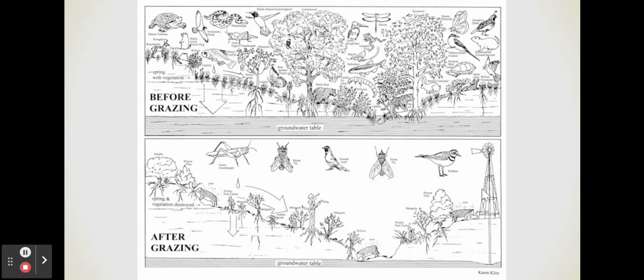Here's a picture of biodiversity before grazing and after grazing. So you can see before grazing, I've got so many creatures here. Just loads and loads of creatures. And after grazing, I just don't have enough to support that much biodiversity. So I've lost a whole bunch of it.